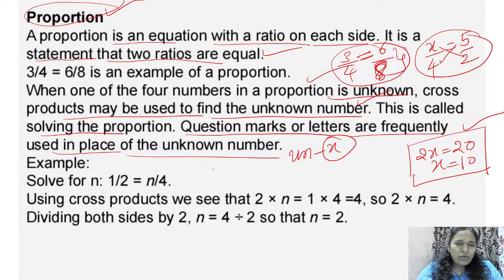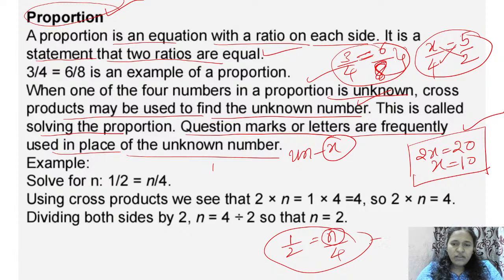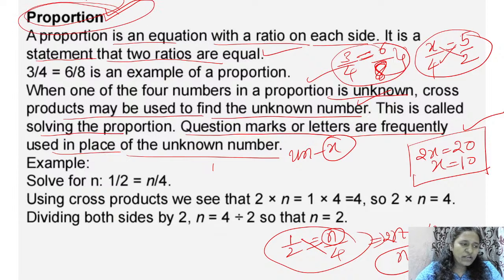Here, see, 1 by 2 is equal to n by 4. We know that these two are equal, but we don't know the value of n. We can find the value of n by just cross multiplying. Cross multiplying, we will get 2n is equal to 4. Then n is equal to 2. Okay, that is a way of comparing the ratios, that is called a proportion.